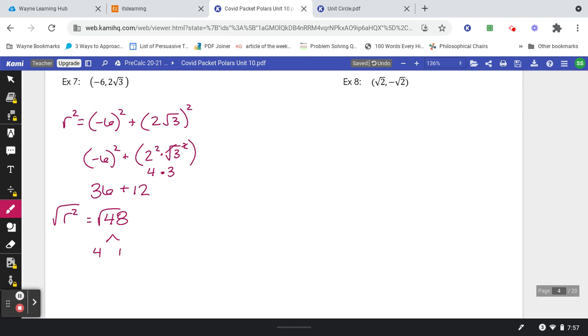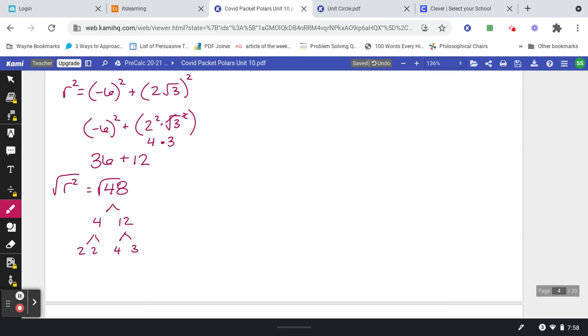Let's see, 4 times 12, I know is 48. And then 4 breaks down into 2 and 2. 12 breaks down into 4 and 3. And 4 breaks down into 2 and 2. All right, so that gives us a pair here as well as a pair here. We'll multiply those, 2 times 2. And then a single 3. That's going to give us 4 radical 3.